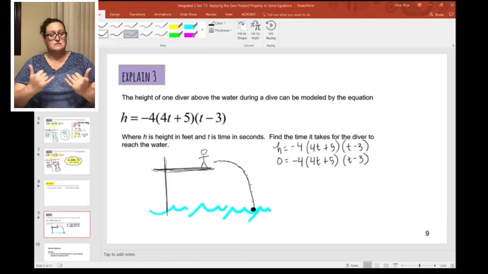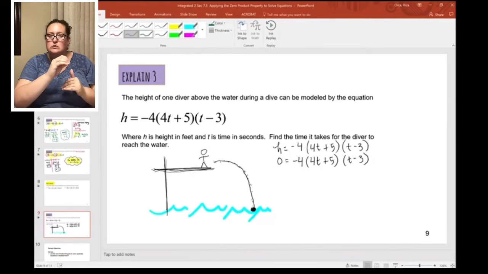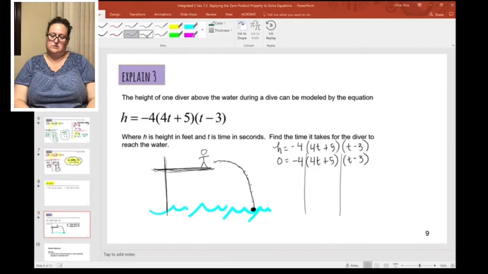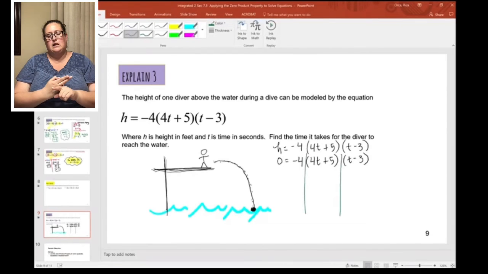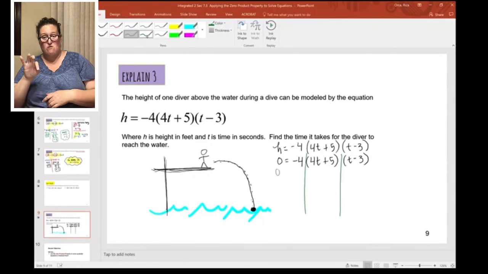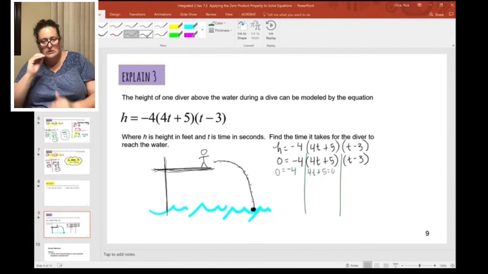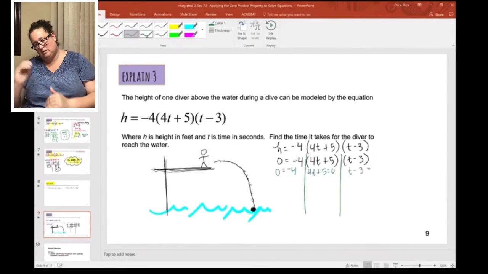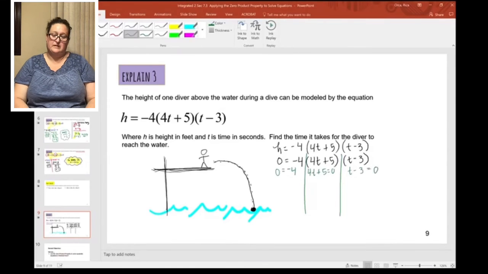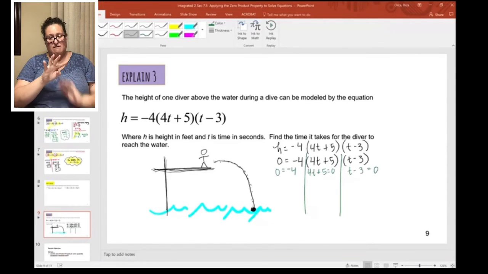Now we're going to use the zero product property to figure out what t is. You can't use the zero product property for every problem. You can only use it when the function is in factored form. And this is in factored form. So we have 0 equals -4, 4t plus 5 equals 0, and t minus 3 equals 0. In our first equation, 0 equals -4. We don't have a variable. Therefore, we can't solve for t. Go ahead and cross that out.